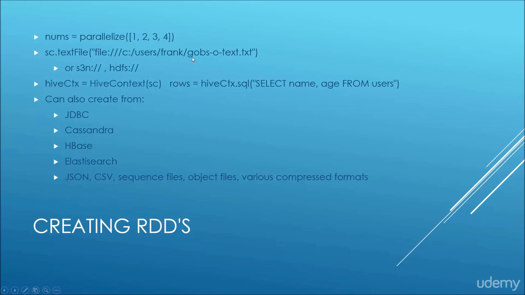Now, again, if I have a set of information that fits on my computer, that's not really big data either, but you can also create a text file from an S3 location or from an HDFS URL. These are both examples of distributed file systems that can handle much larger data sets than what you might be able to fit on one machine.